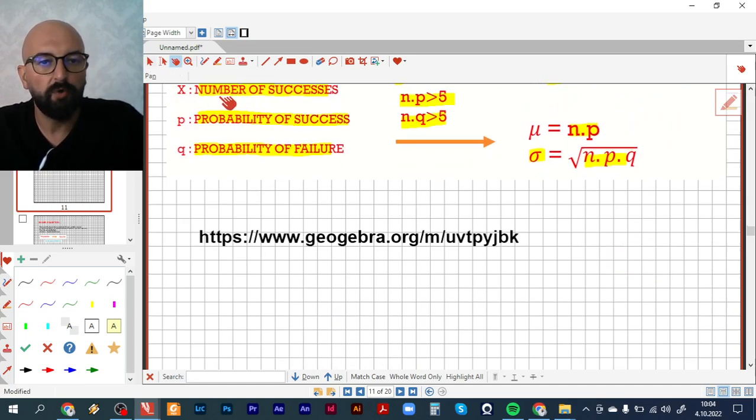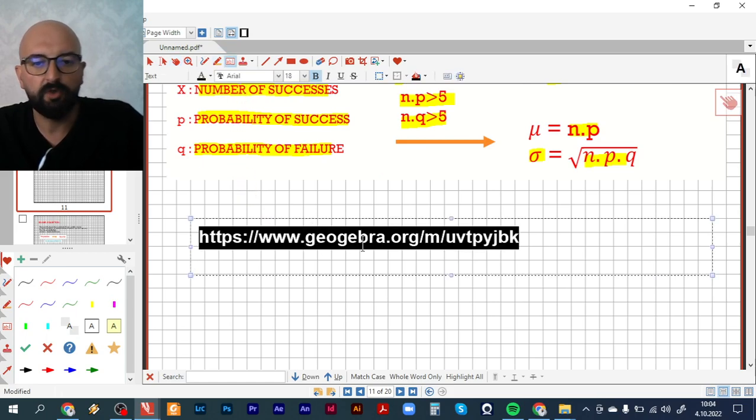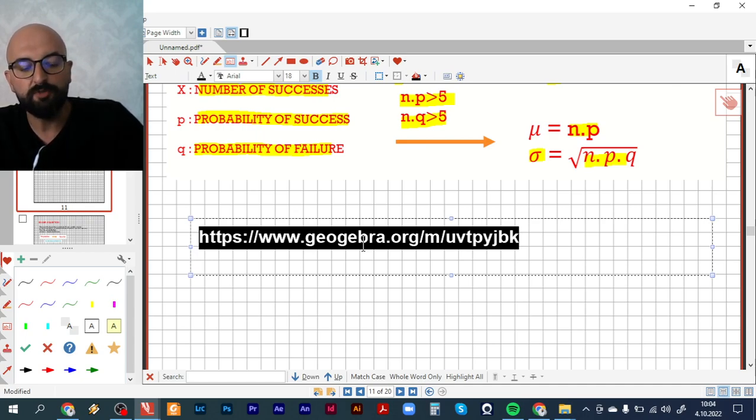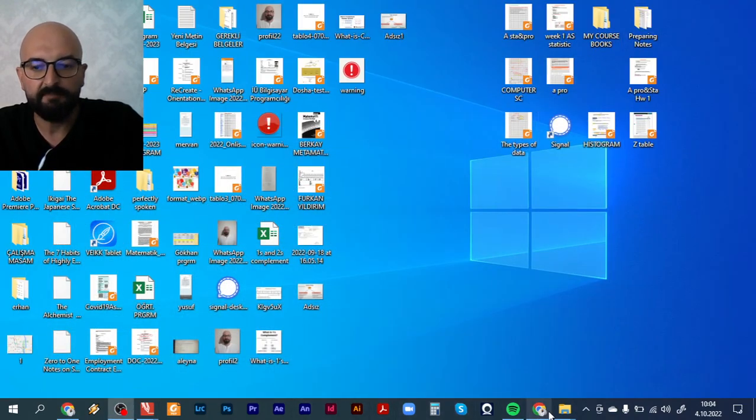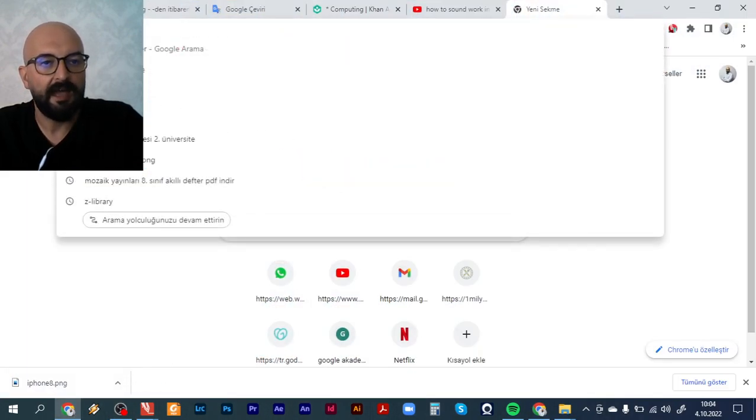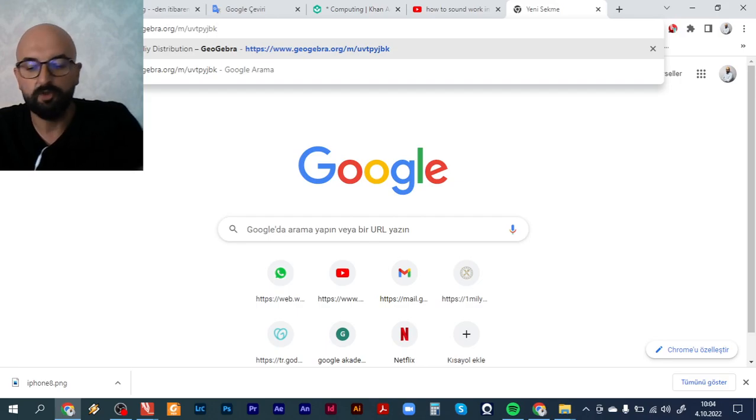I want to show something on GeoGebra, how the binomial distribution approximates to the normal distribution. Okay, now I want to share my screen, and I will show the normal approximation to the binomial distribution.